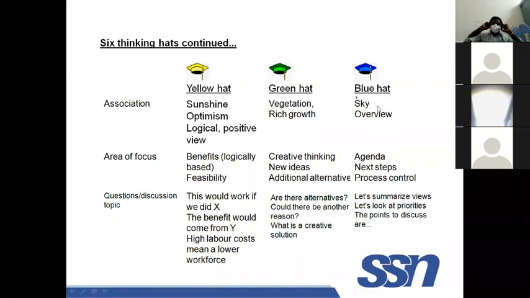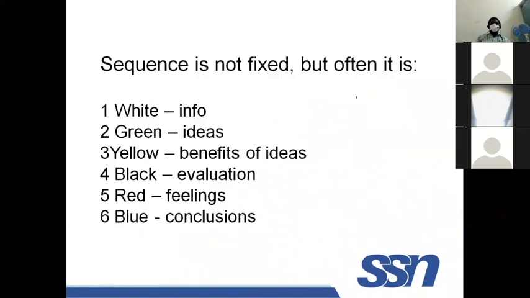So you have to fly above the problem, look at it from the top, and make the decision. This sequence is not fixed, but often it is white, information; green, ideas; yellow, benefit of ideas; black, evaluation; red, feelings; blue, conclusions. So this is not a strict order, you have to use it.